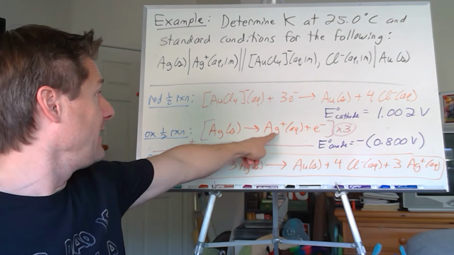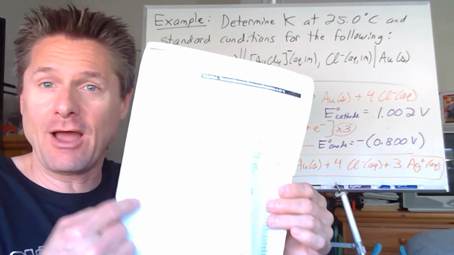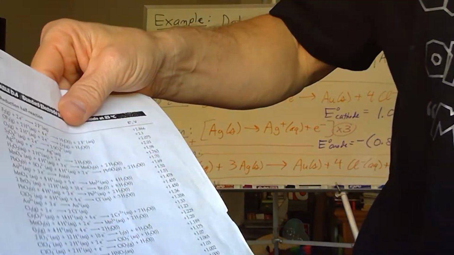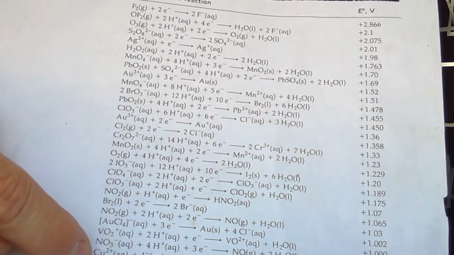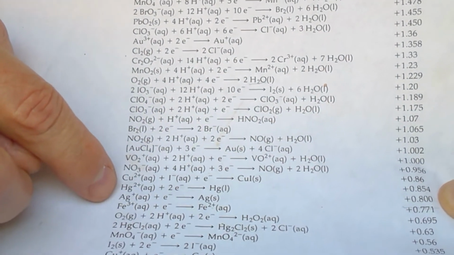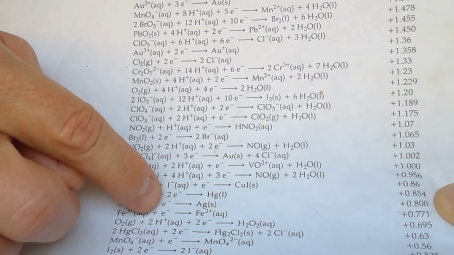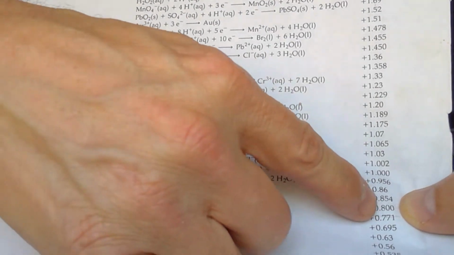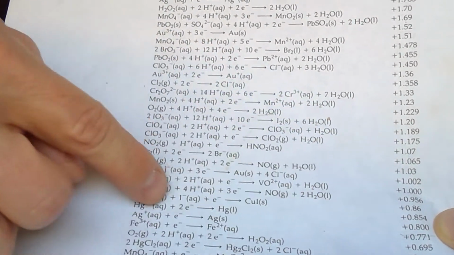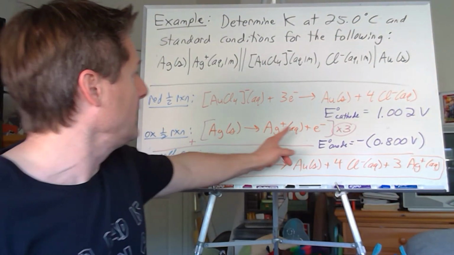So we'll find the Ag plus going to Ag solid on here, but we want the reverse of that. So let's look for the silver one. I'm always looking for silver. All right, can you see the Ag plus, silver plus 1 ion plus an electron going to solid silver, 0.800 volts? We need the reverse of this. So we need to flip that equation.